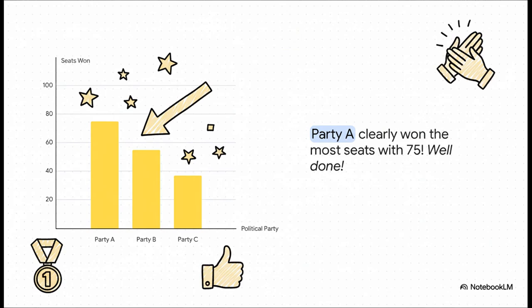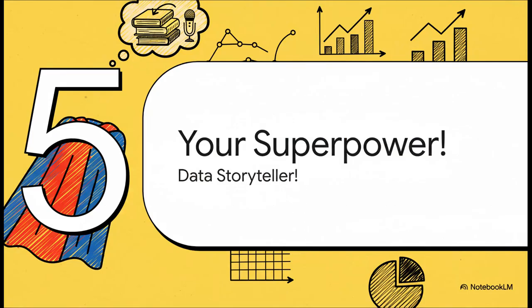Okay, did you do it? If your graph looks something like this, you are absolutely correct. You can clearly see that Party A won the maximum number of seats. Well done. Fantastic job. So, let's quickly summarize the superpower you have gained today.